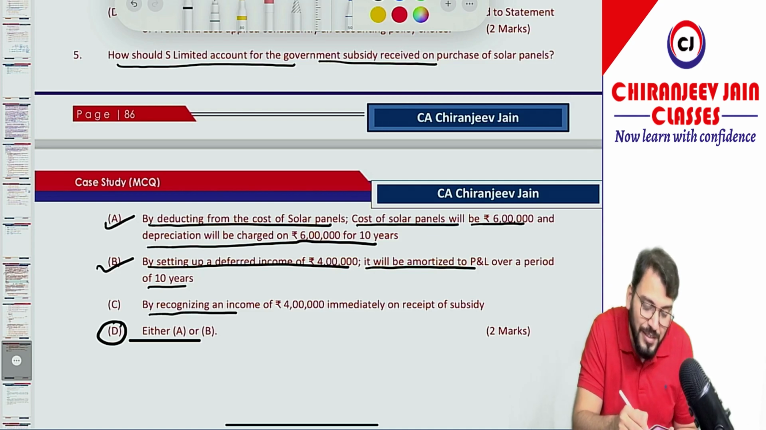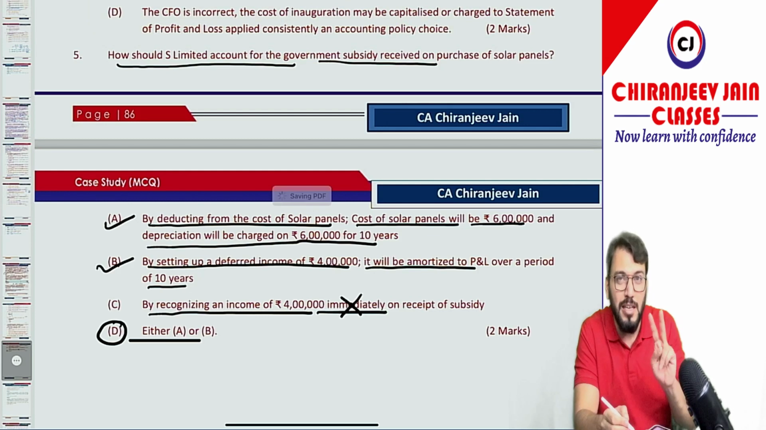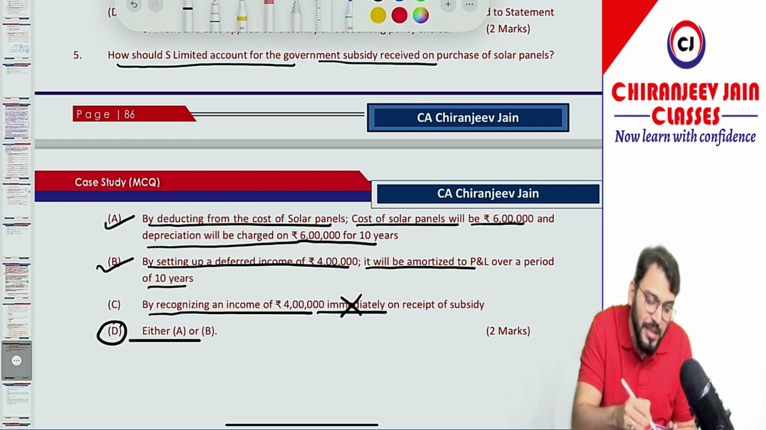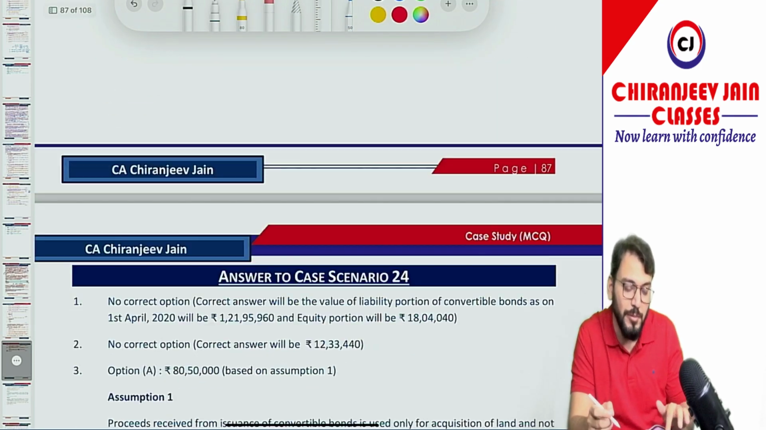Option number C, by recognizing an income of 4 lakh immediately on receipt of the subsidy. This is not at all correct. So India 20 has given two options, A and B. So either A or B will be correct. Let's see what answer has been given.